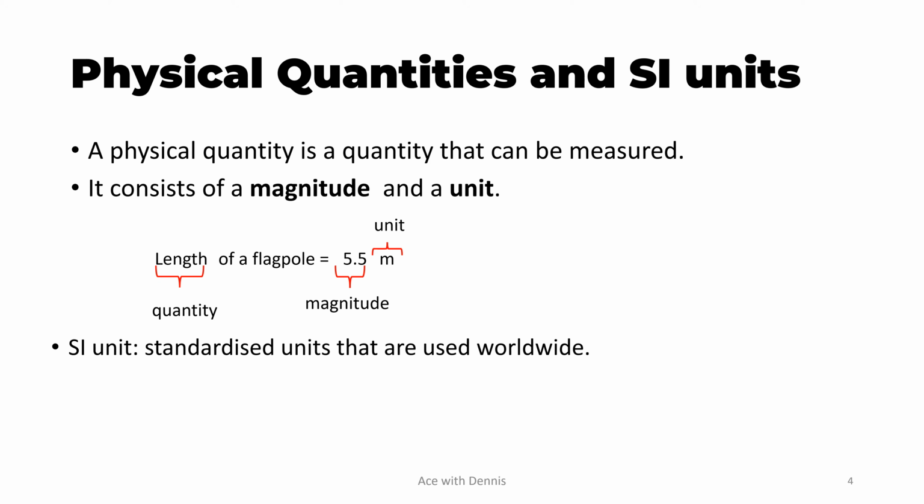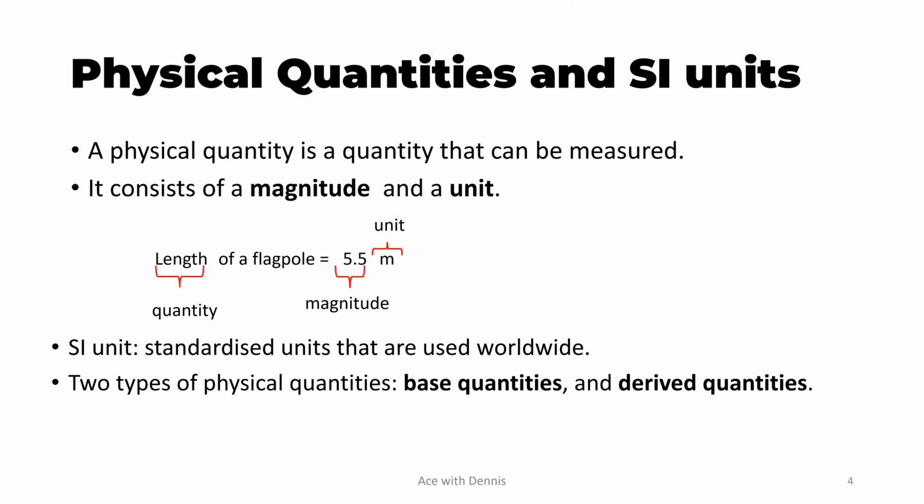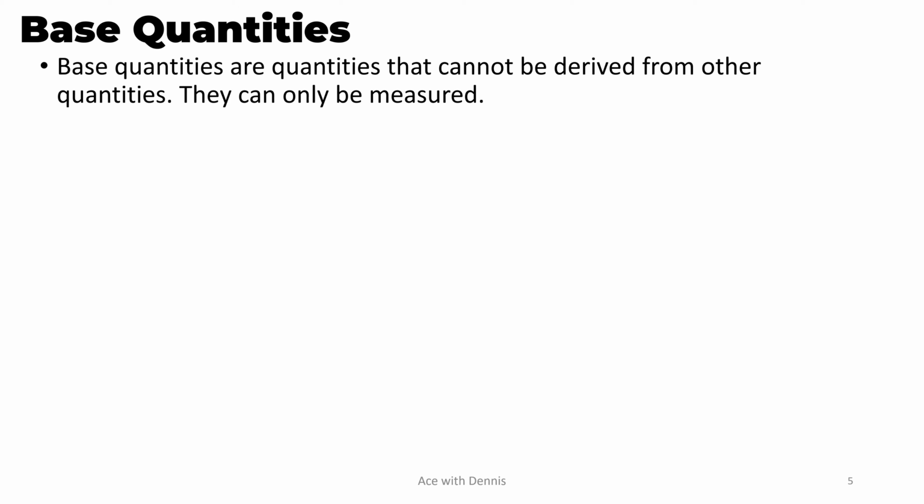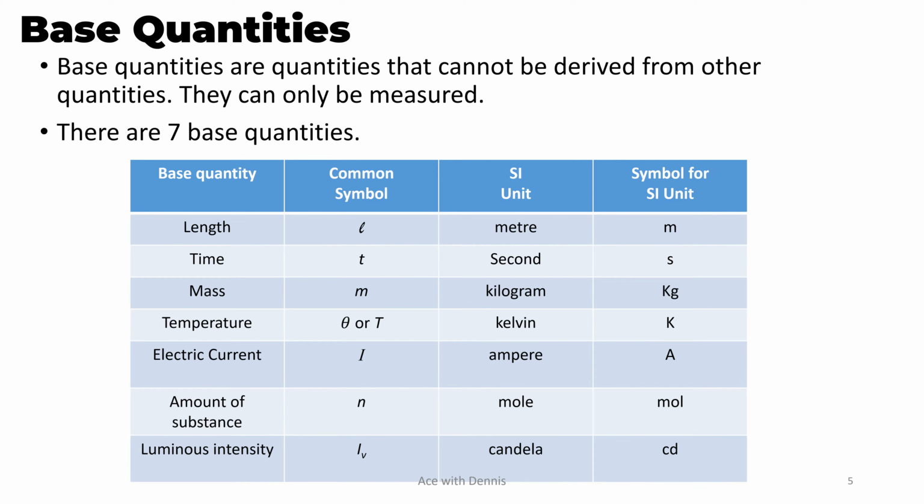What is an SI unit? SI units are standardized units that are used worldwide. There are two types of physical quantities, base quantities and derived quantities. Base quantities are quantities that cannot be derived from other quantities. They can only be measured. There are 7 base quantities, which are listed in this table.